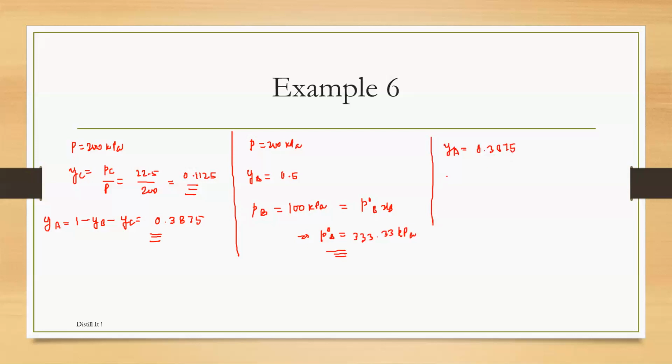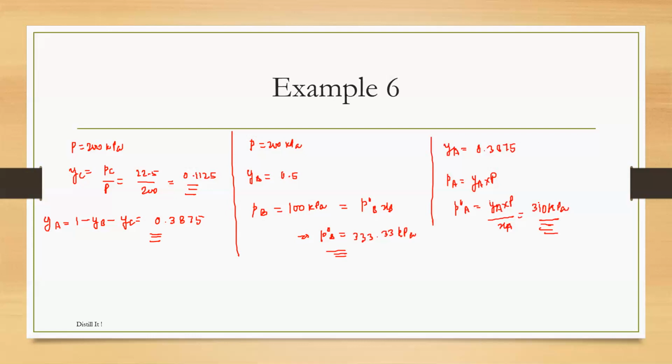So we know that PA is equal to YA into total pressure. Hence P naught A is going to be equal to PA by XA. So that is YA into total pressure upon XA. When we do the calculations, we get 310 kilopascal. All right, that's P naught A.